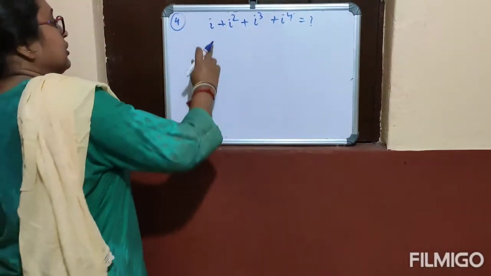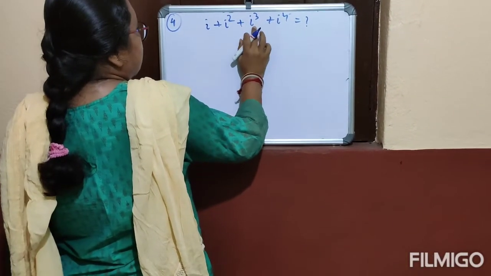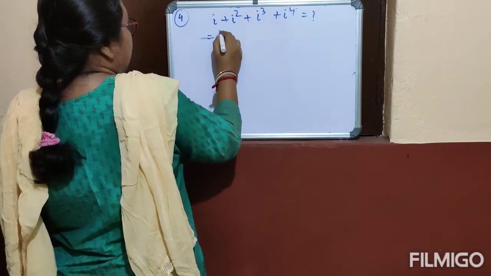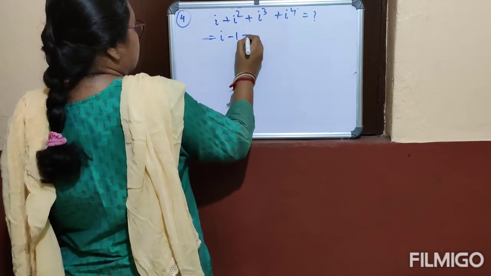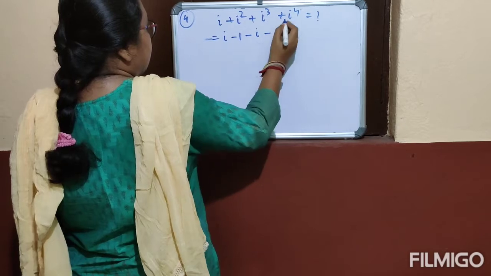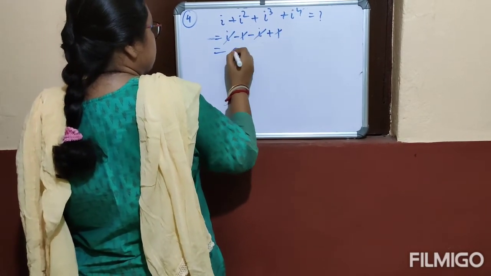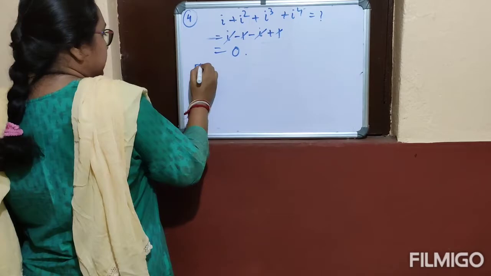Now find the value of i plus i square plus i cube plus i to the power 4. This is equal to i square equal to minus 1, i cube equal to minus i, i to the power 4 equal to 1. So what is the result? The result is 0.